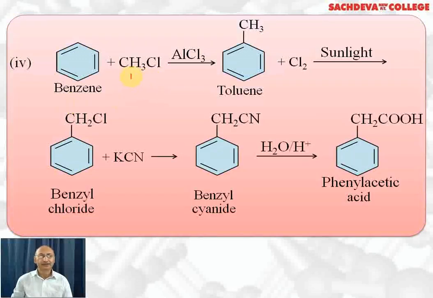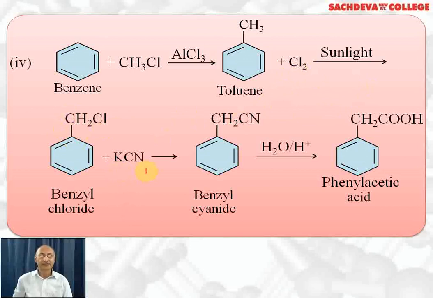Benzene plus chloromethane, we want benzene to phenylacetic acid. First, we convert benzene to toluene by reacting with methyl chloride. In presence of AlCl3, we get toluene. Toluene reacts with chlorine in presence of sunlight. It will follow free radical mechanism and side chain substitution will take place. We will get benzyl chloride. Here we have to make sure that only 1 mole of chlorine will be added, otherwise further reaction may take place.